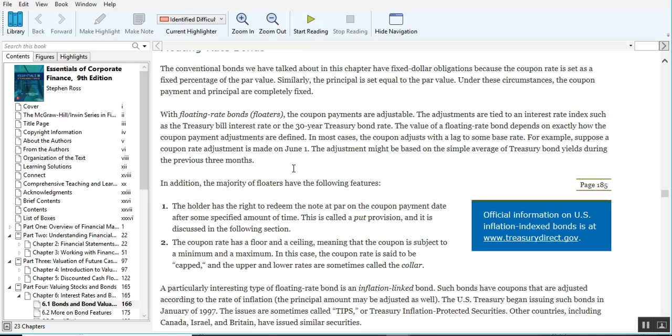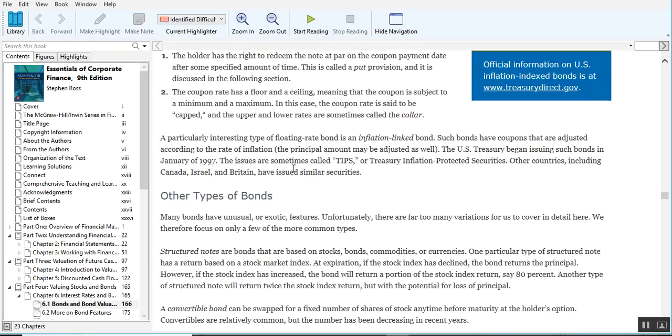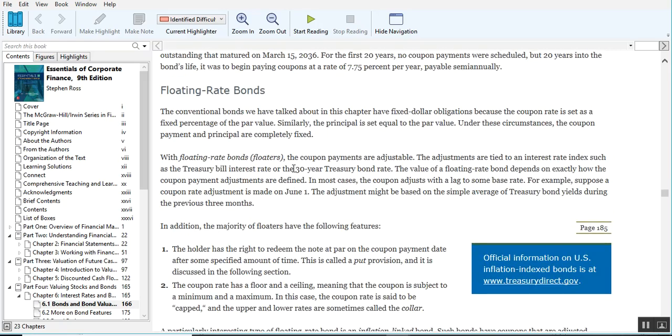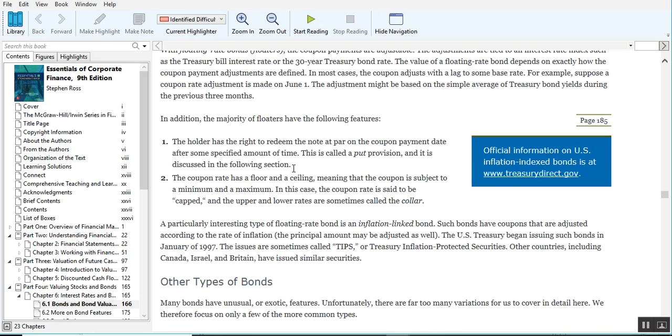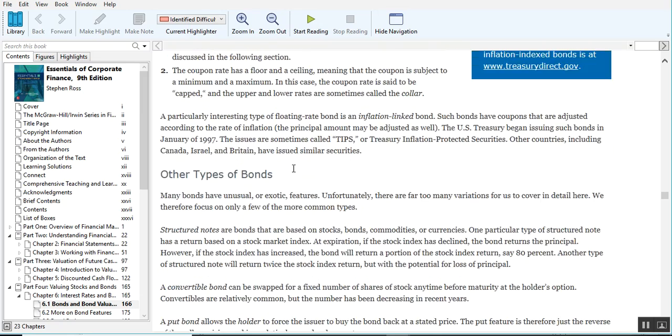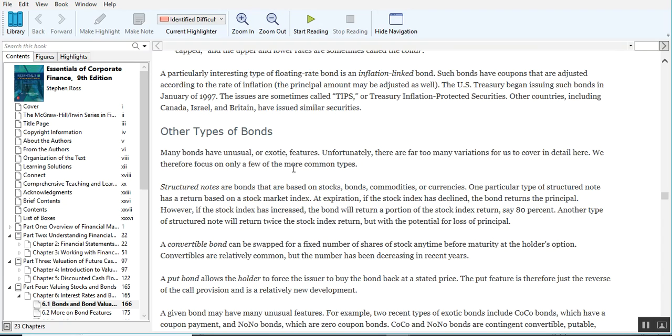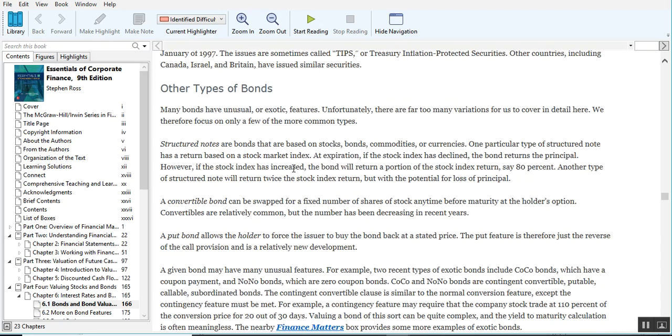Floating rate bonds are bonds where you have a rate that can change with the market, and they're typically tied to an interest rate index, like the T-bill interest rate or 30-year Treasury bond rate. So basically when they say floating rate, that means the rate that's paid on the bond itself can change over time. There are many different kinds of bonds. You have some bonds that are structured notes. Basically, they're bonds that are based on stocks, bonds, commodities, or currencies.